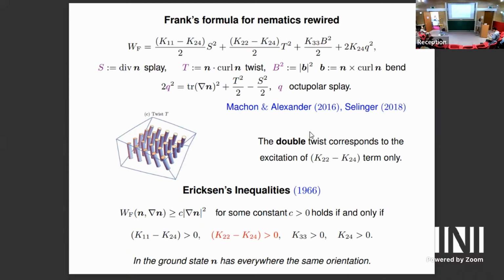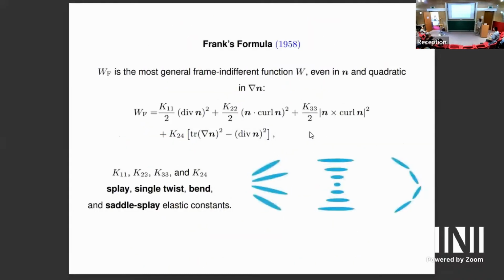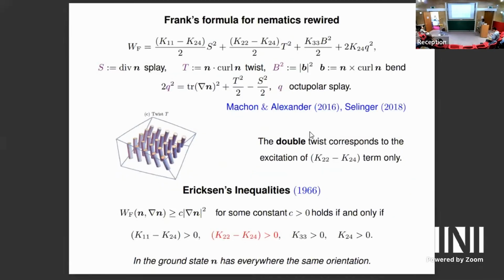This formula here is equivalent to the previous formula. Yeah, it is equivalent to the previous one, and there are two different interpretations of the twist, which is multiplied by the constant K22, and the distortion multiplied by K22 minus K24. And I present this formula because I'm interested in these differences of elastic constants, and it is useful for the following.